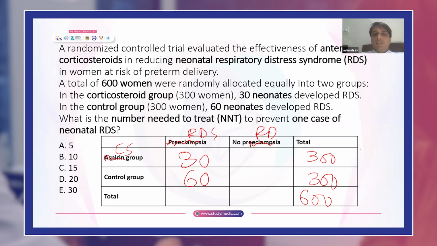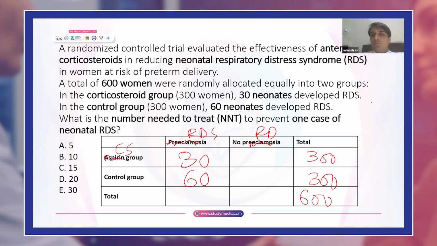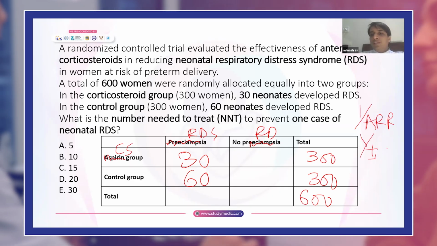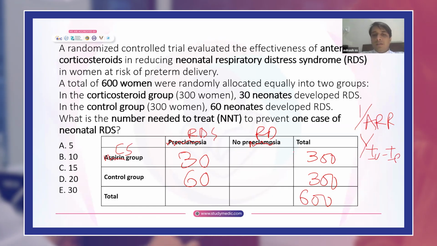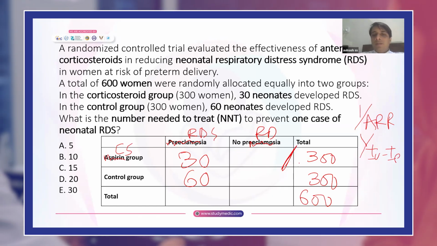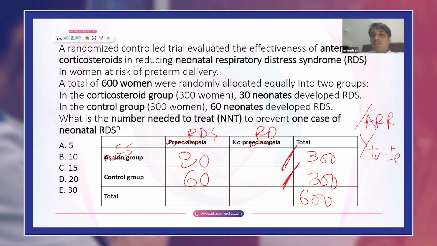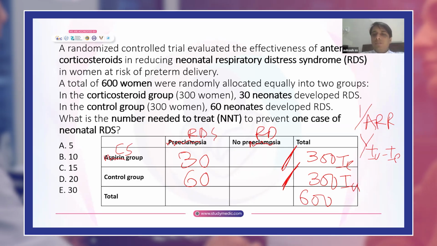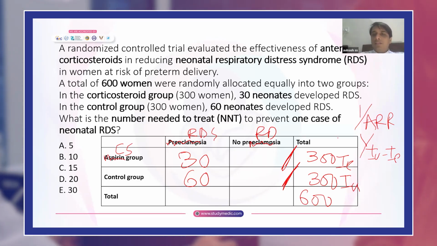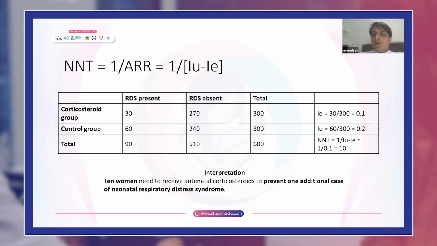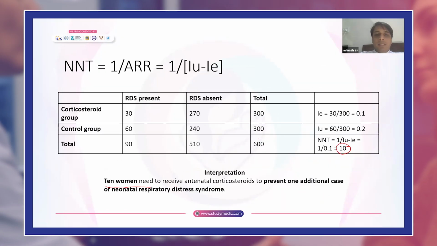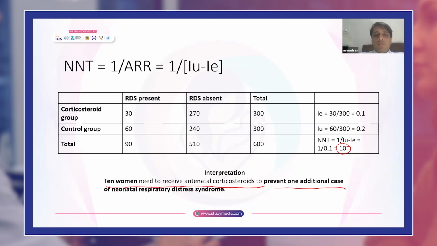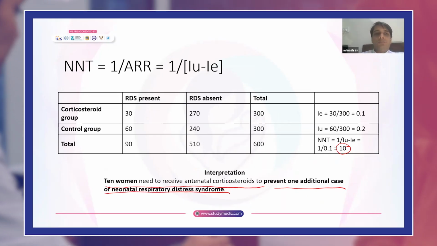incidence in. Now they want to calculate number needed to treat. Number needed to treat is 1 by absolute risk reduction. Absolute risk reduction is IU minus IE. So this is the IE, that is 30 by 300. 60 by 300 is the IU. So this is IE, incidence in exposed, similar to previous formula. And incidence in unexposed is 60 by 300. Okay. So when we calculate this, it will come to around 10. That means 10 women need to receive antenatal corticosteroid to prevent one additional case of neonatal respiratory distress syndrome.